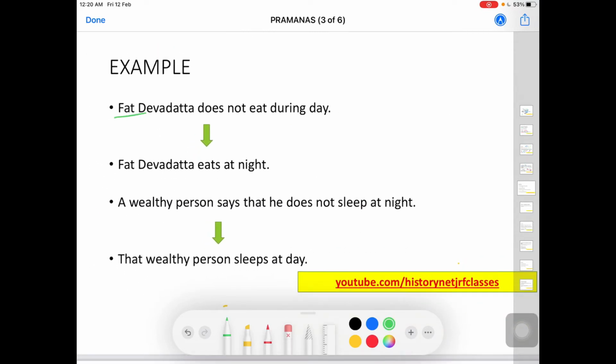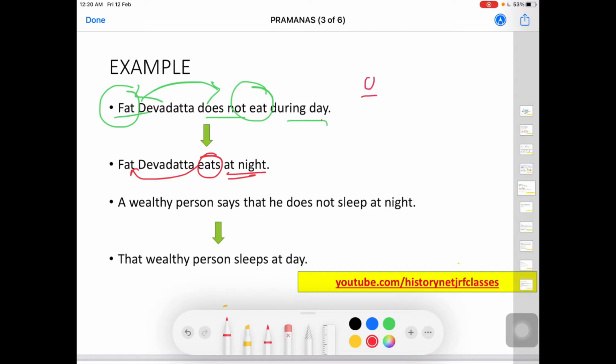Fat Devdutt does not eat during the day. So here Devdutt is a person who is fat and he does not eat during the day. The relationship between fat and eat is related to each other. If you eat heavily and you don't exercise, then you are going to be fat. So here the statement is that fat Devdutt does not eat during the day. If he is not eating during the day, then he must be eating at night, because without eating he can't be fat. So here we have the cause and effect thing.